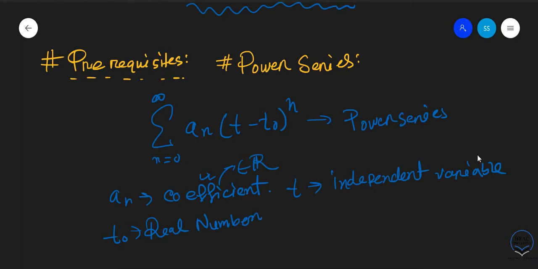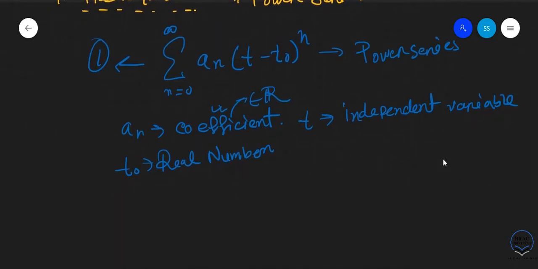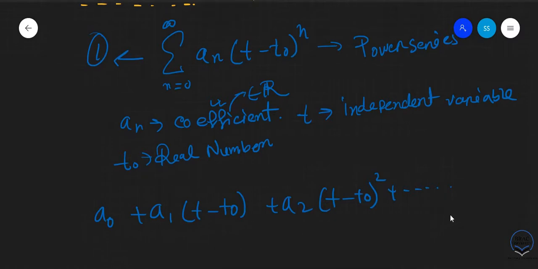So if you expand this expression, let's call it expression 1, it will look something like a0, a1 (t minus t0), a2 (t minus t0) squared, and so on. This is an example of a power series, and this power series is said to be expanded around this point t0. That's why the t0 comes here.